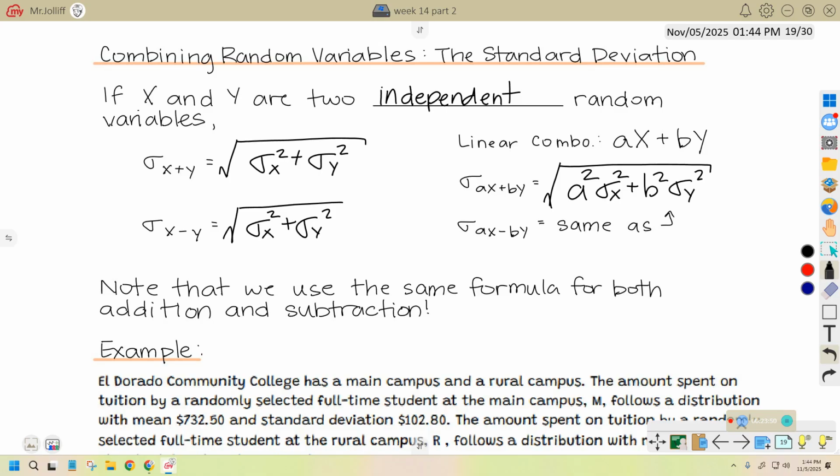Highly unlikely you will see that on the AP test, but if you do, square the constant along with the standard deviation. It is important to keep in mind that when we're adding and subtracting, the mean follows that sign change. Standard deviation will always stay plus. It's always going to stay a sum.